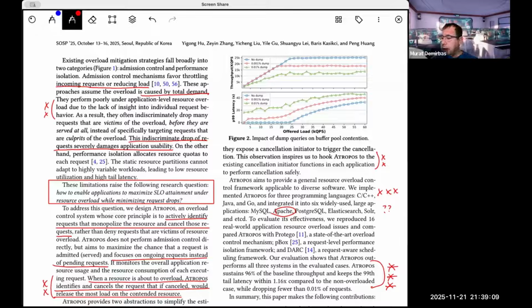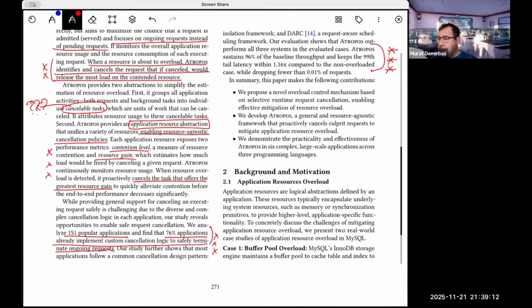In summary, this paper makes the following contributions. We propose a novel overload control mechanism based on selective runtime request cancellation, enabling effective mitigation of resource overload. We develop Atropos, a general and resource agnostic framework that proactively cancels culprit requests to mitigate application resource overload. We demonstrate the practicality and effectiveness of Atropos in 6 complex large-scale applications across 3 programming languages.